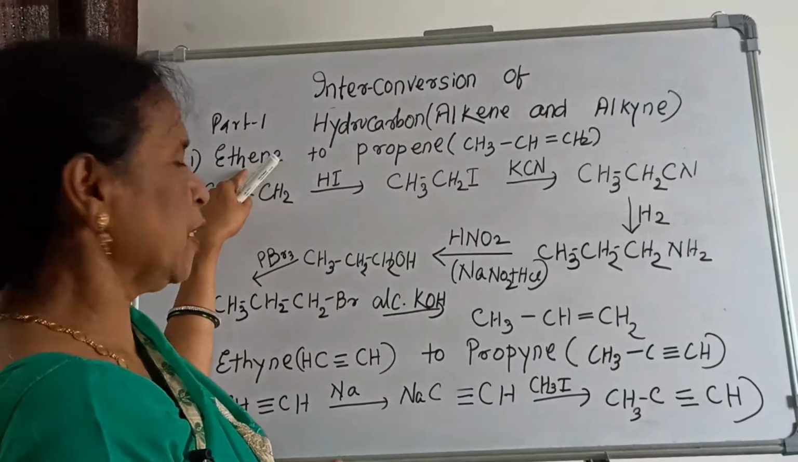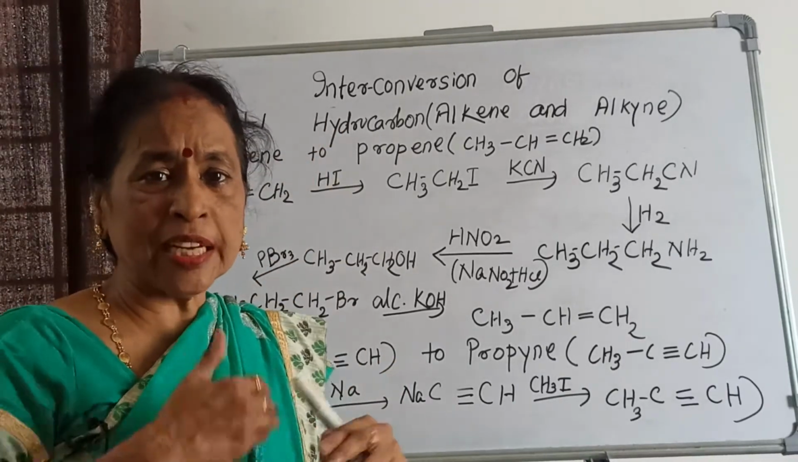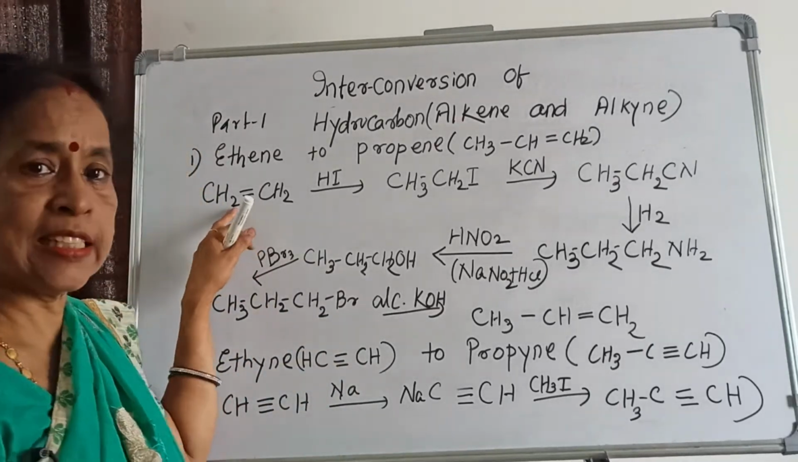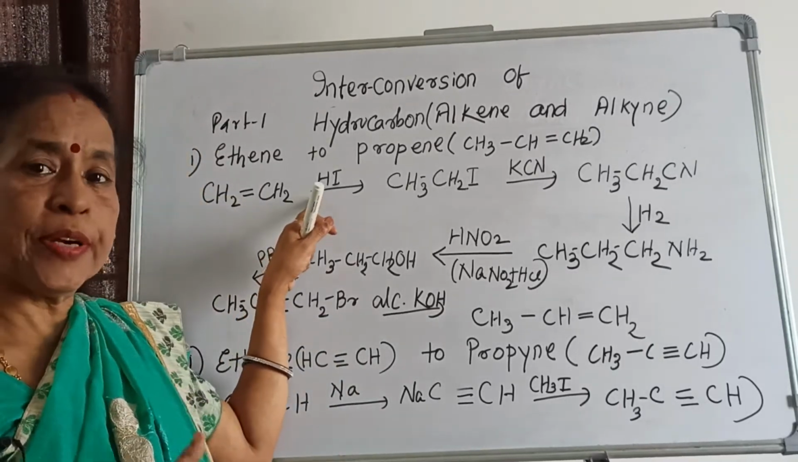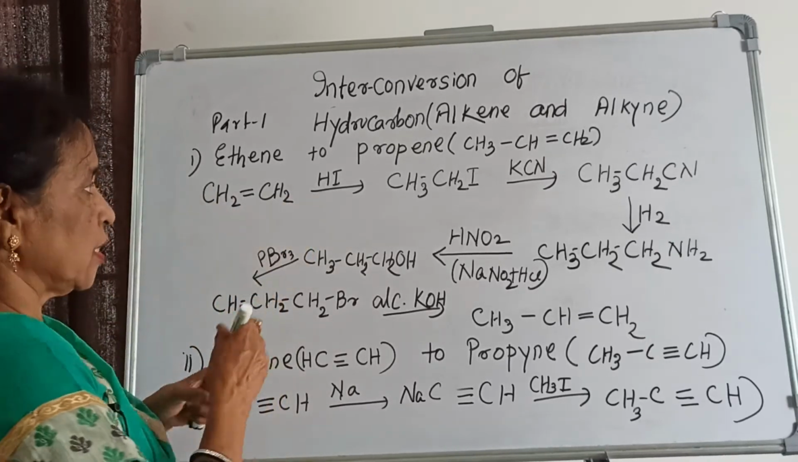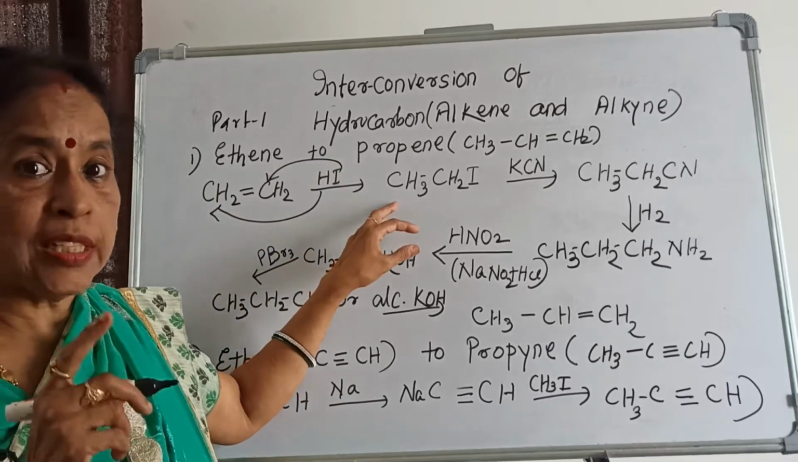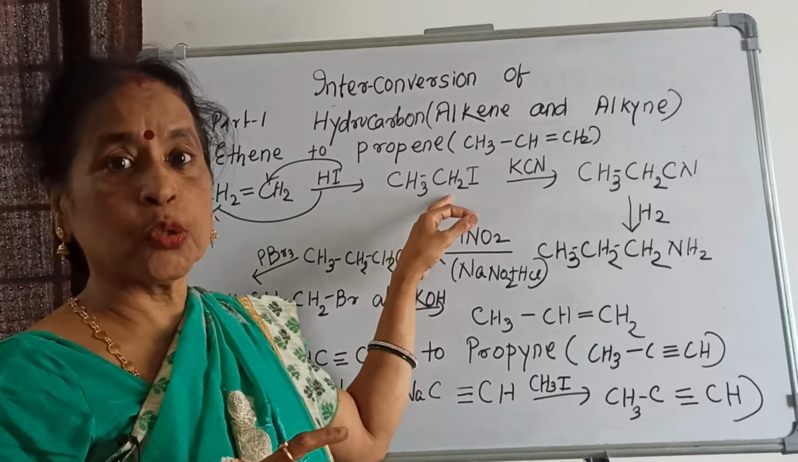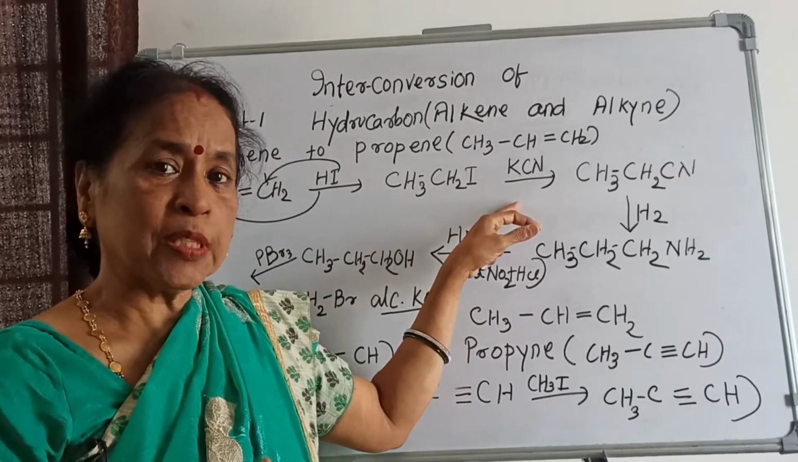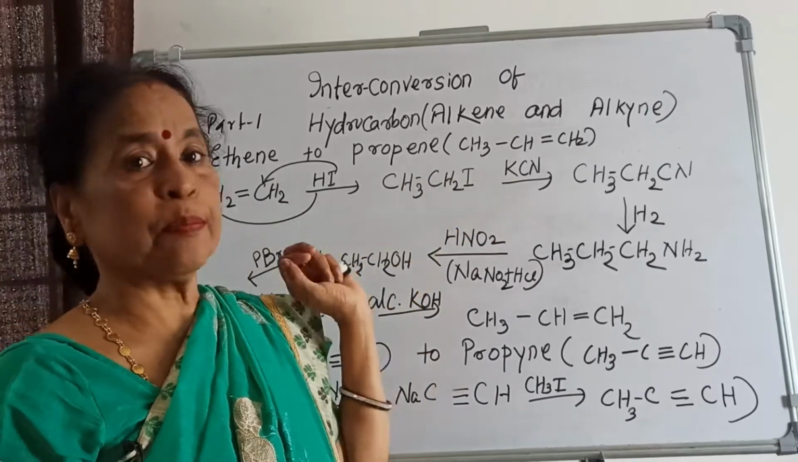Now here the question: ethene is 2 carbons and propene is 3 carbons. That means an increase of 1 carbon. How will it take place? That is ethene, CH2=CH2. If you treat it with HI, then an addition reaction takes place, and this hydrogen comes here and this I comes here. What is the product? CH3CH2I, ethyl iodide, which is the common name. And what is the IUPAC name? Iodoethane.